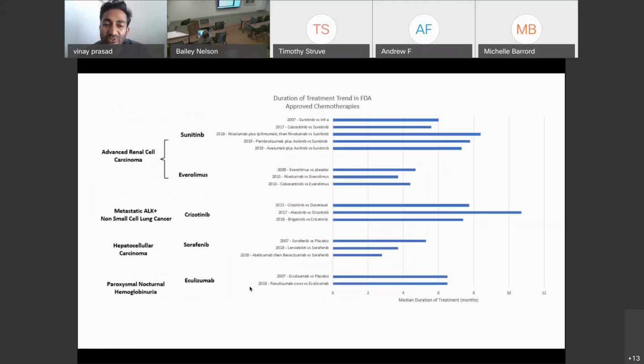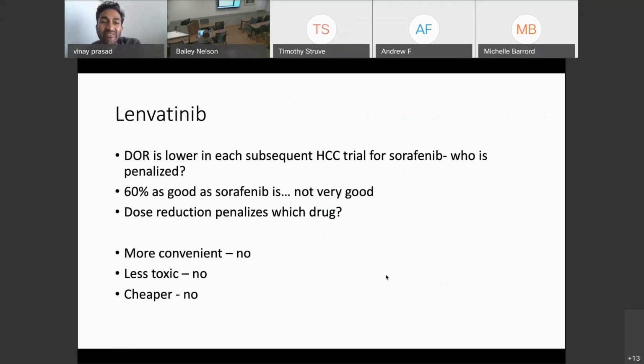If you look at all the trials in the sorafenib versus placebo space, in the original study in 2007, they took sorafenib for 5 months. In the lenvatinib versus sorafenib study, they took sorafenib for like 3 months. And in the atezo-bev study, they took it for like 2-point-some months. Every new trial of some sorafenib, we give less sorafenib. We're not pushing the dose like we used to. Okay, so the duration of treatment is lower.